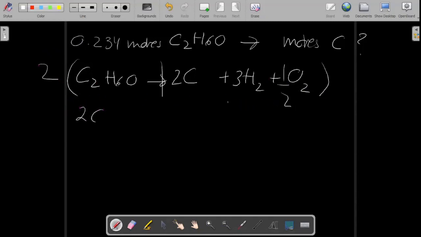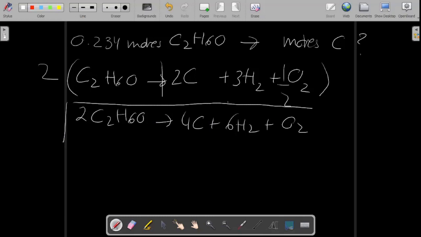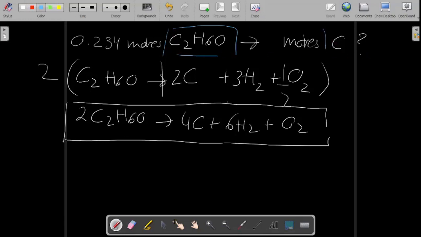So I have 2, I'm going to write it down, 4, 6, and then my oxygen. This is my recipe. Once I have balanced this decomposition reaction, I have a recipe. Now that I have a recipe, I can read the recipe. What am I trying to relate? Okay, let me get another color. I'm trying to relate this to this. Well, let's find it in our recipe. Here it is. This and this.